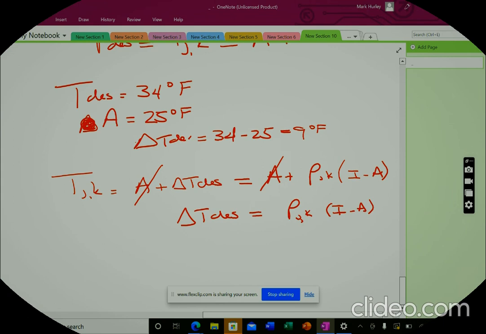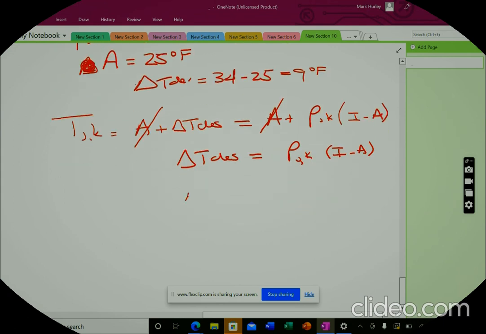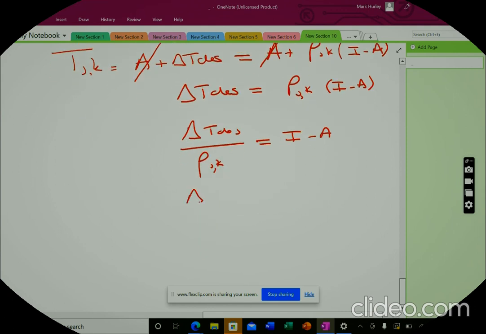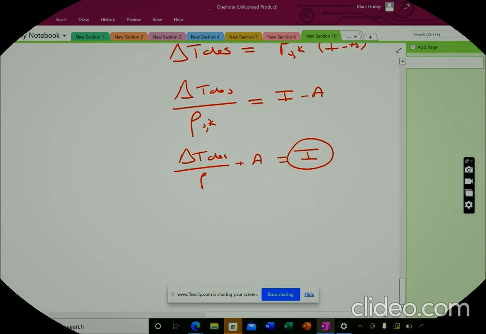Dividing both sides by P, we have delta T design divided by P equals inlet minus ambient. And then we add A to both sides, so delta T design over P plus A equals our inlet temperature, which is what we want to find: the water temperature we need to supply to get the temperature of the slab to 34.